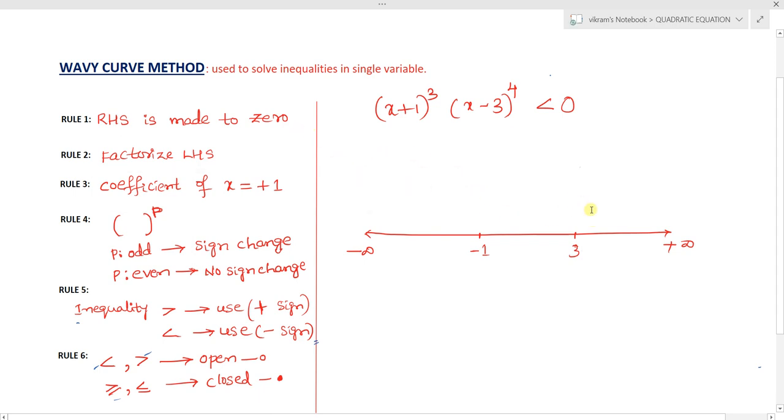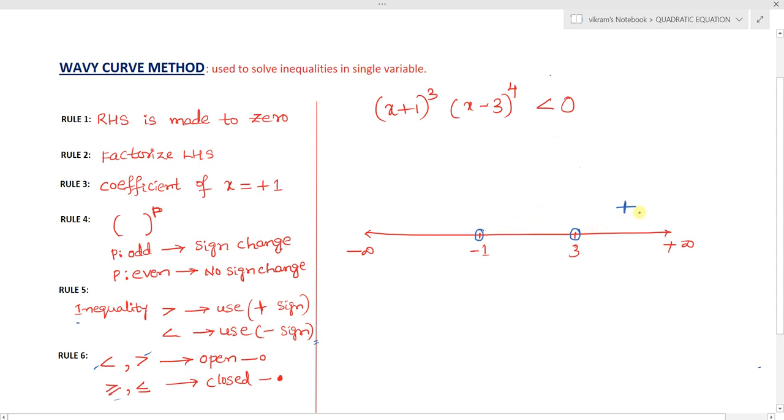Now the right of the rightmost root is always represented with plus sign. 3 is the rightmost root. It is represented with plus sign. And here the inequality is less than. Always the roots are not included. Less than means the roots are not included. Represent with open circle. Okay, right.